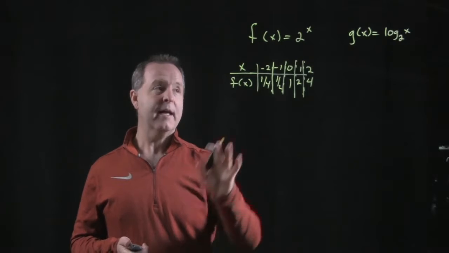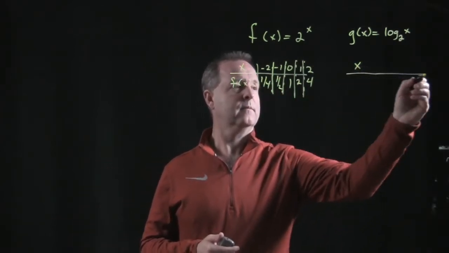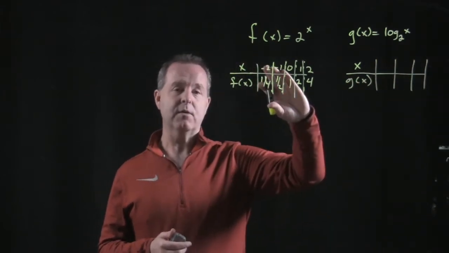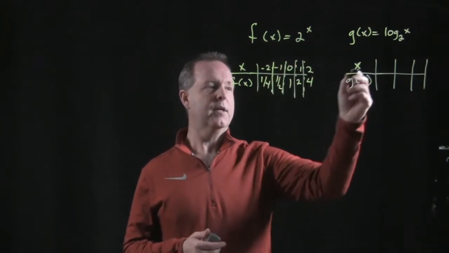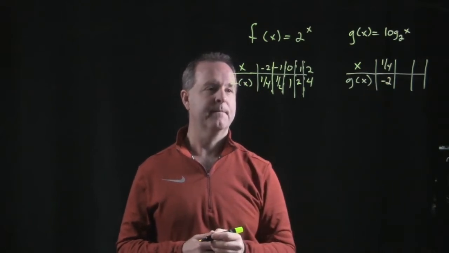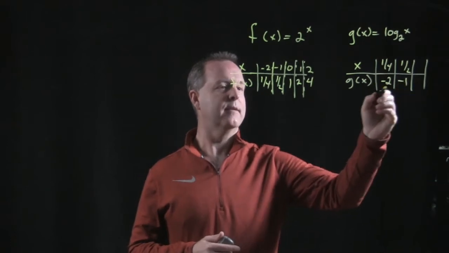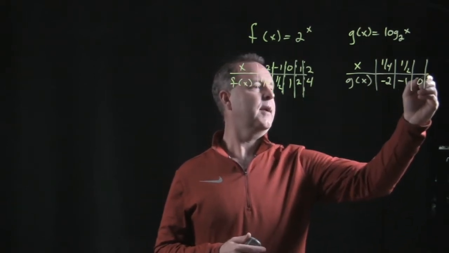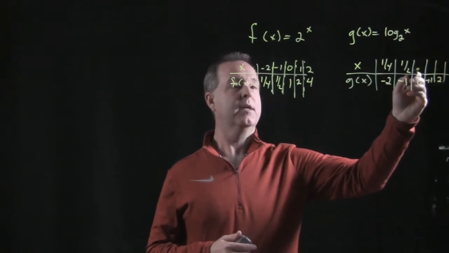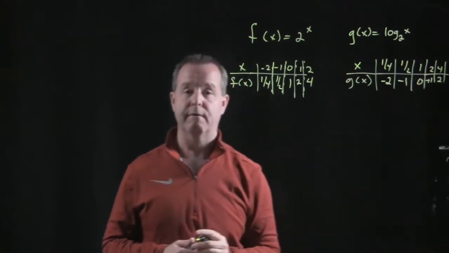Now, if we remember that f of x and g of x are inverses of each other, what that would remind us is that these values are the opposites of each other. So if x were 1/4, its value would be -2. If it was 1/2, the coordinate point on that one was -1. And likewise, 1 gives 0, and 2 gives 1. So 0 matches up with 1, 1 matches up with 2, and 2 matches up with 4.